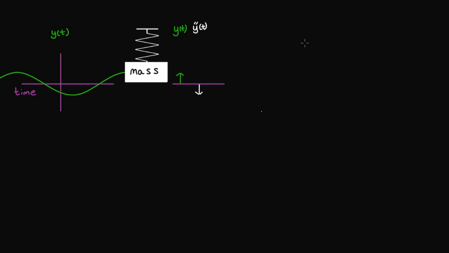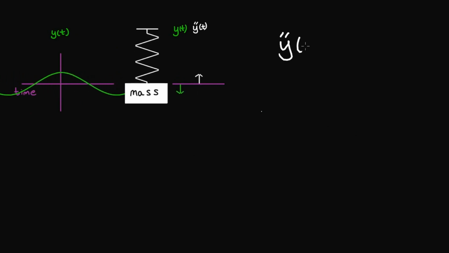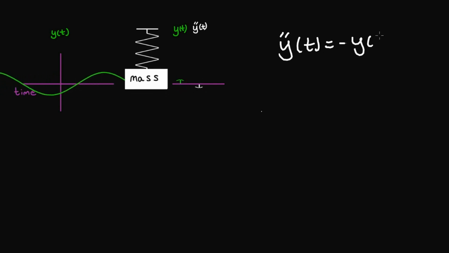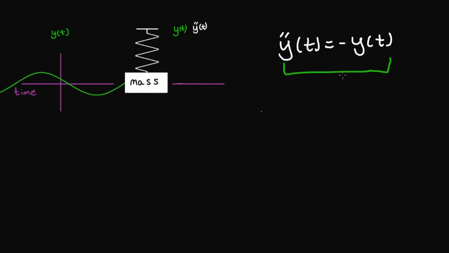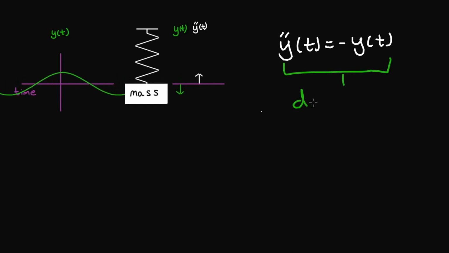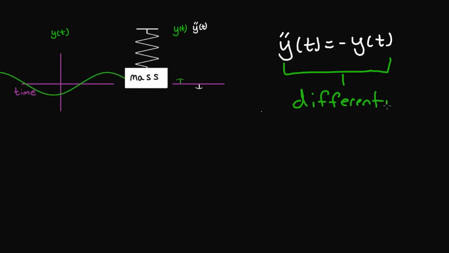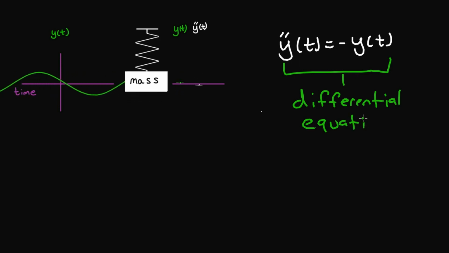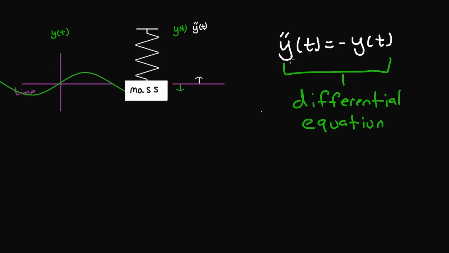The way we would write out this equation is y double prime of t is equal to negative y of t. And this is called a differential equation. We've written the function y in terms of its derivatives.